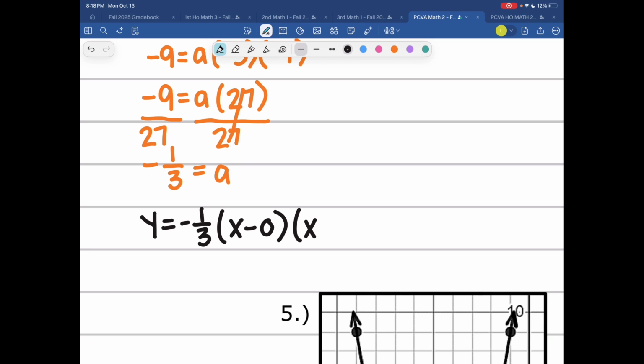Then I have my 6, so X minus 6. Now that minus 0 is not necessary. So we're going to say negative 1/3 X, and then times X minus 6.